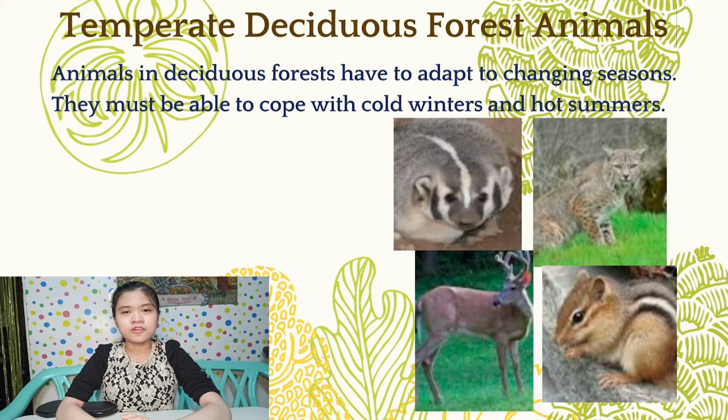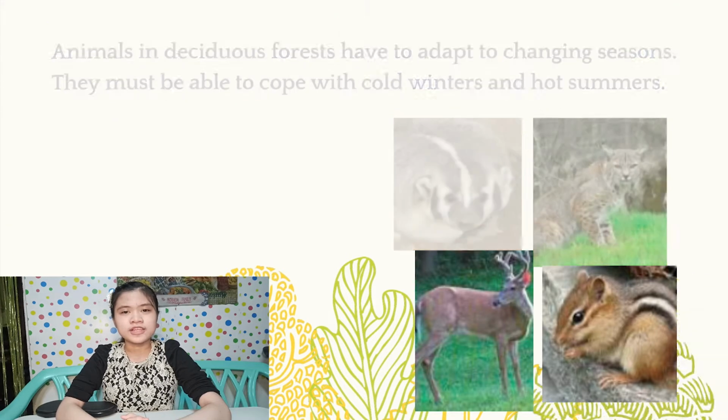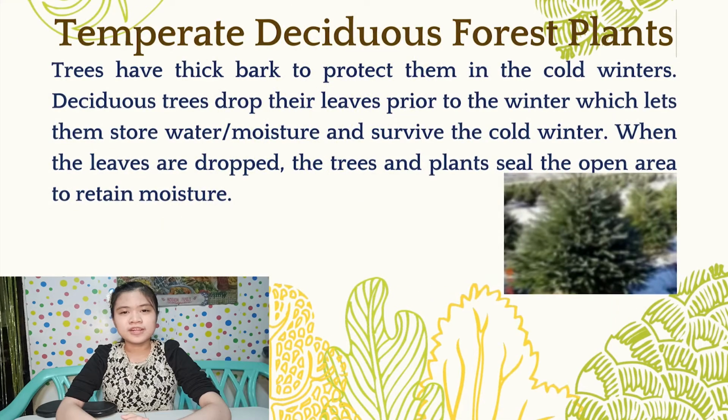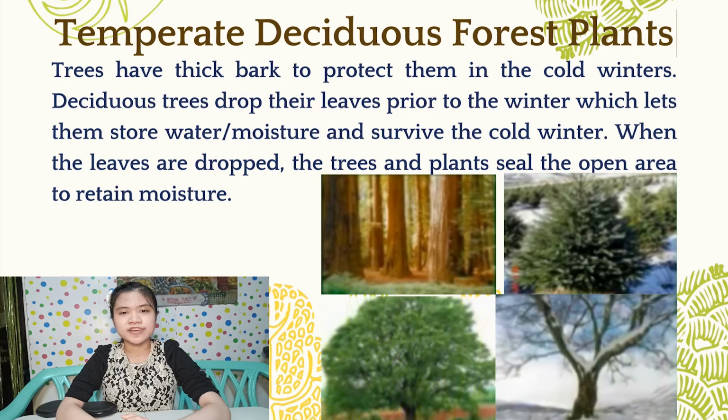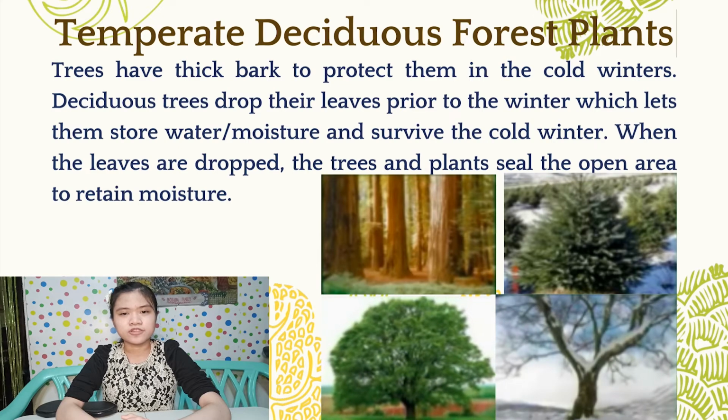Trees have thick bark to protect them in the cold winter. Deciduous trees drop their leaves prior to the winter, which lets them store water or moisture and survive the cold winter. When the leaves are dropped, the trees and plants seal the open area to retain moisture.